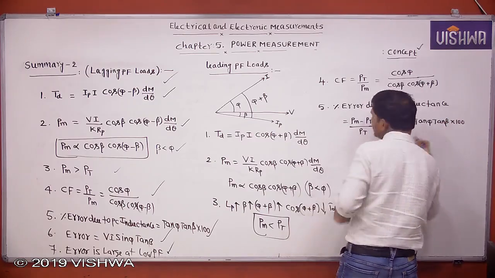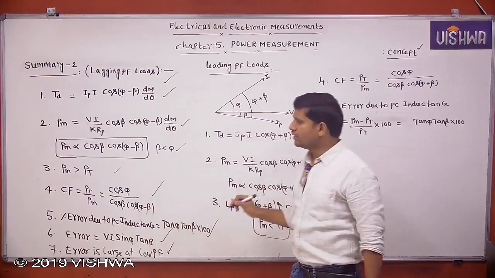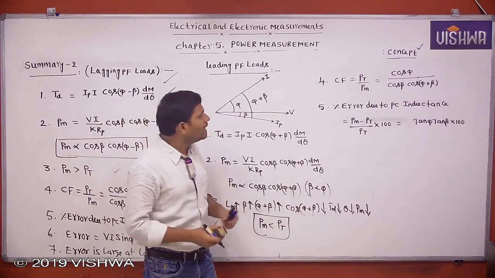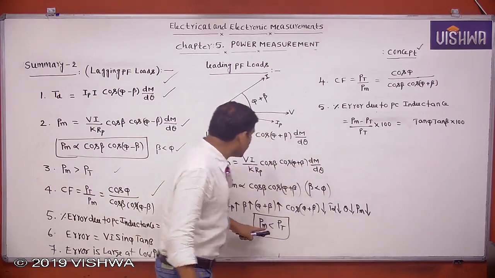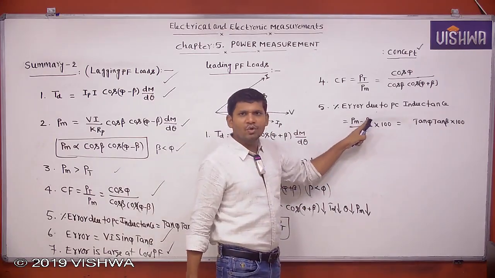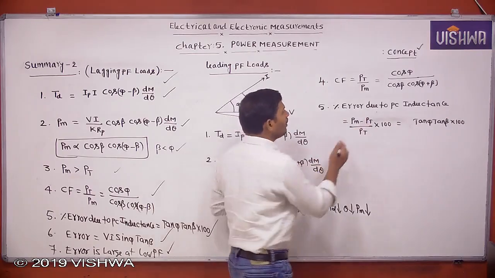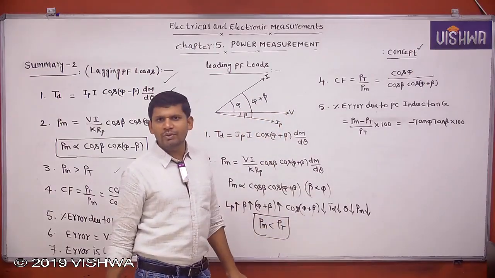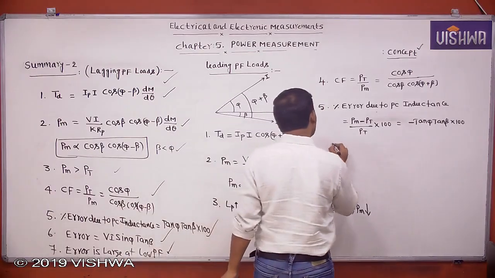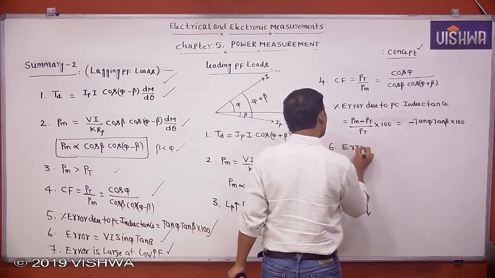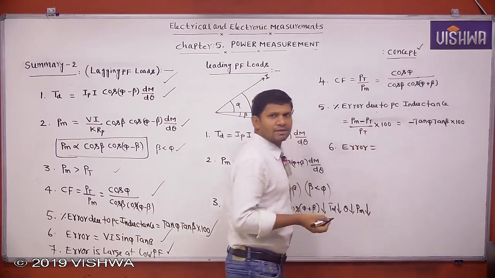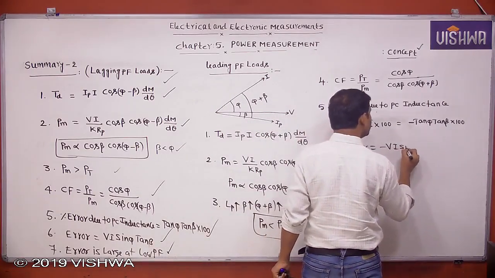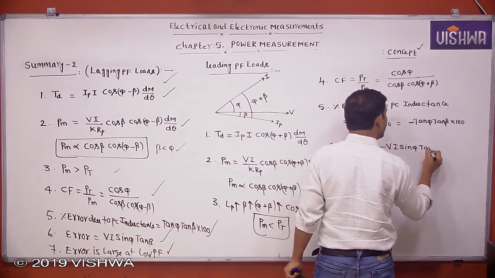But what is the difference here for lagging loads and leading loads? For lagging loads, measured power is greater than true power, na? Then error is positive. But here measured power is less than true power, na? If the measured power is less than true power means this is less, this is high, then what this value becomes? Negative. Measured power less than true power means error is negative. Next, what is the error? Same formula, but you get a negative sign. The reason, you know, is because measured power is less than true power. Then error equal to minus VI sin phi into tan beta.